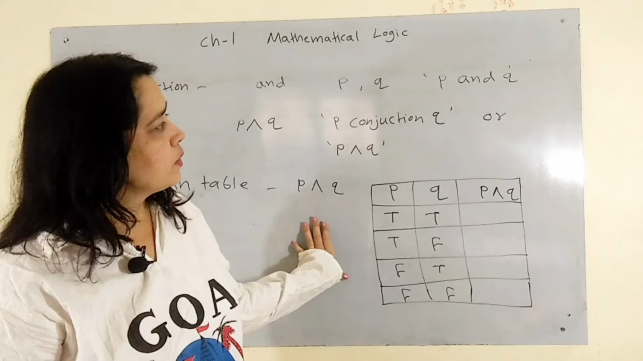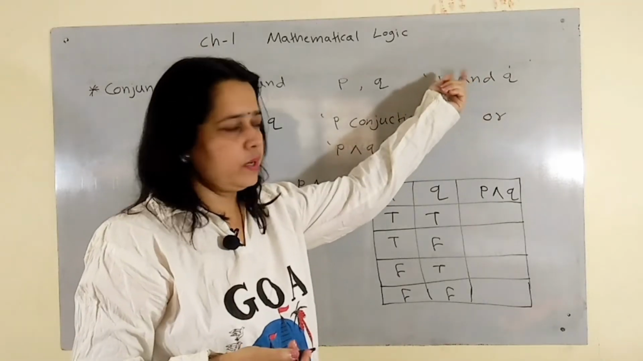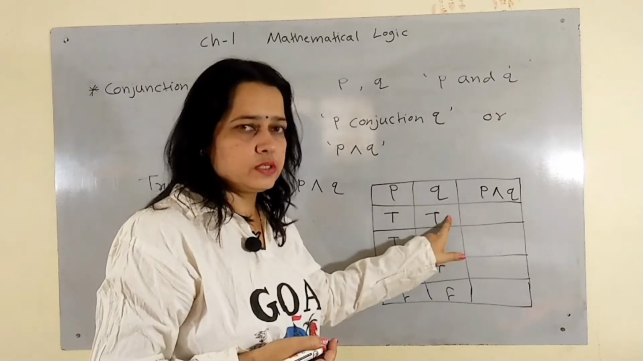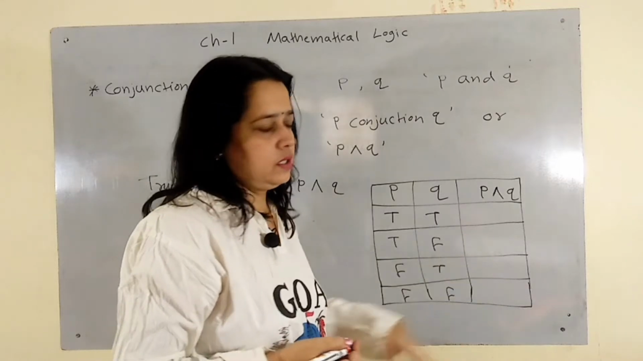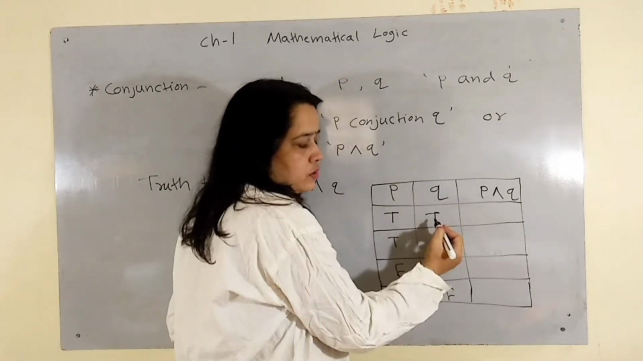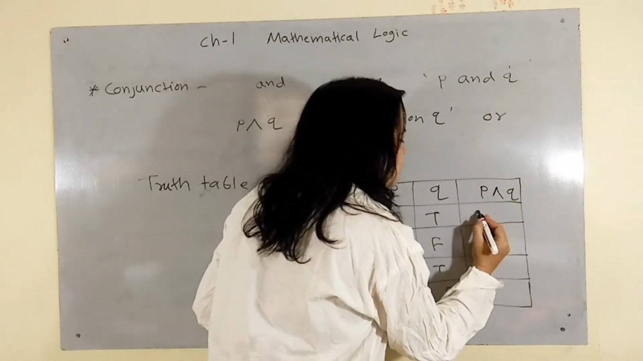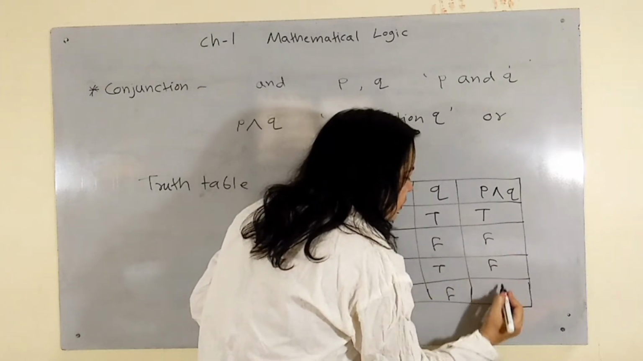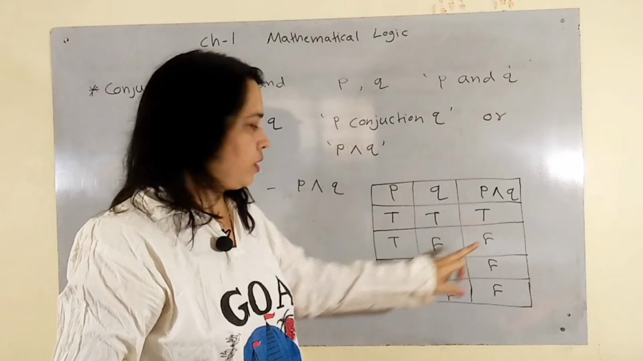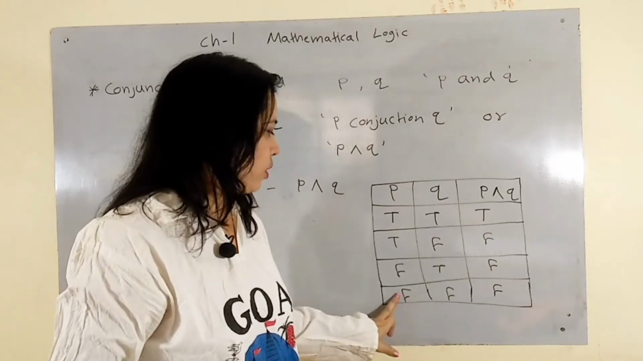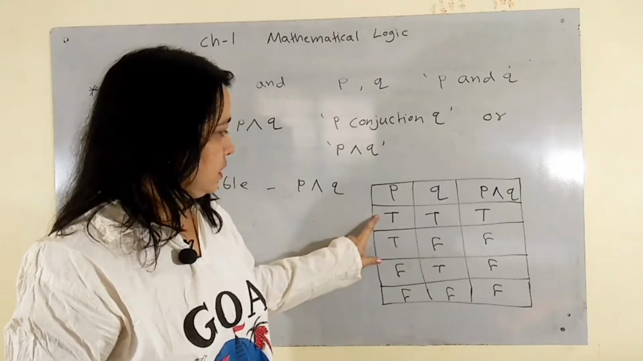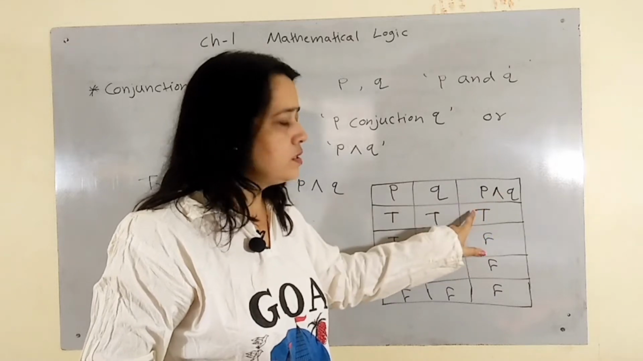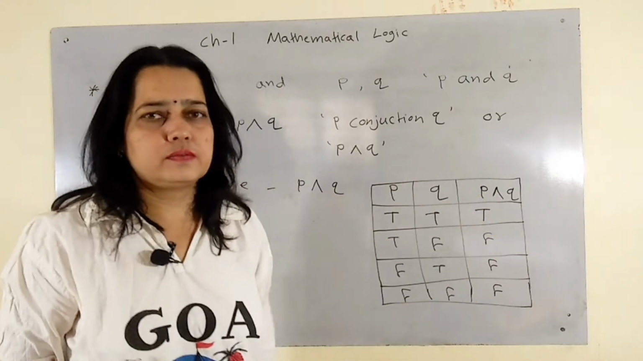In this, remember that if P and Q is the statement, then its truth value is true only when P is true and Q is true. In other cases it's false. So here P is true, Q is true, then its conjunction P and Q is true. In other cases it is false. True false true, also false, and false. So remember that only if P is true and Q is true, then P conjunction Q is true. In other cases it is false.